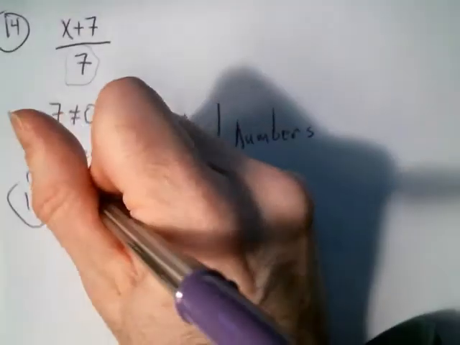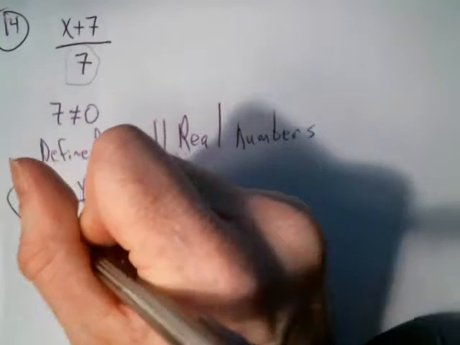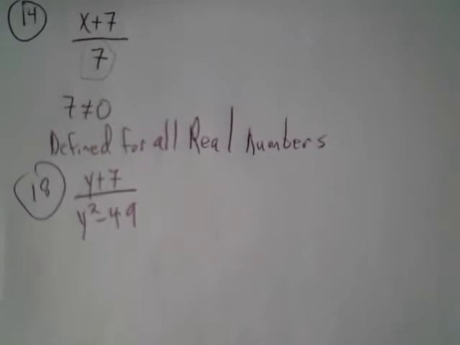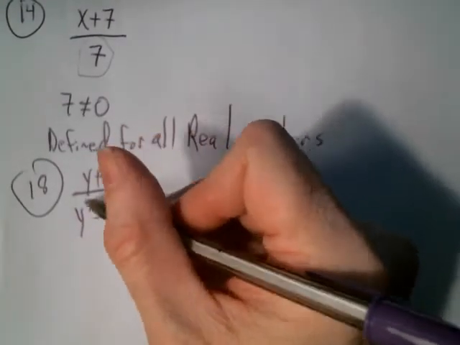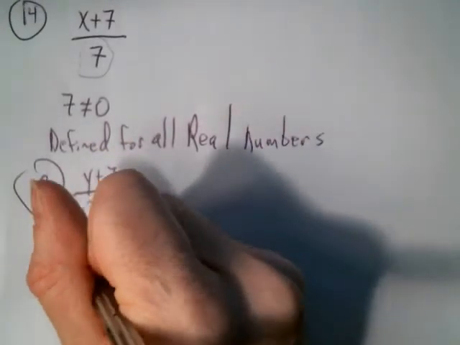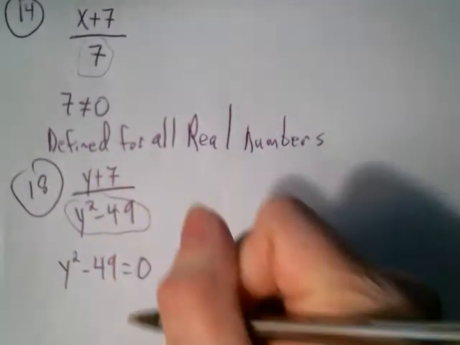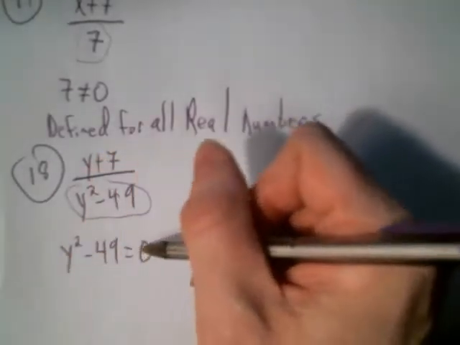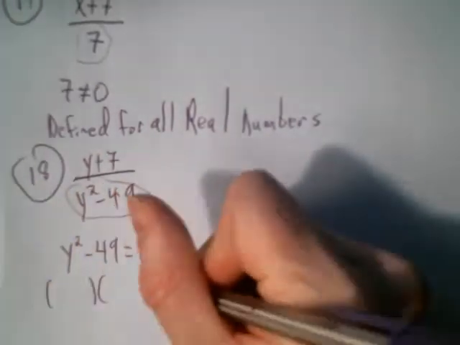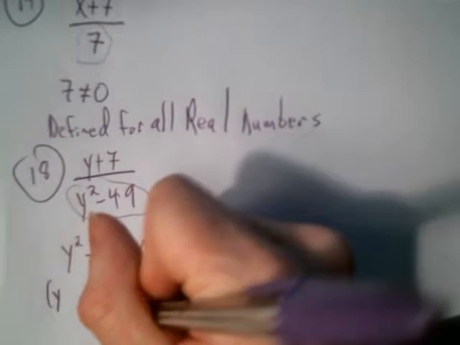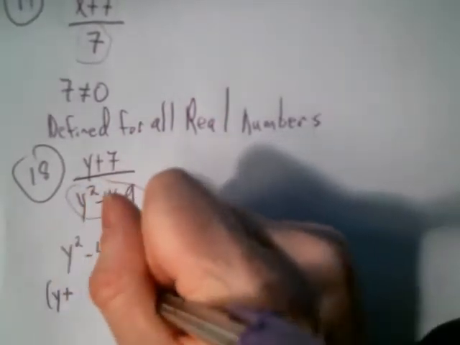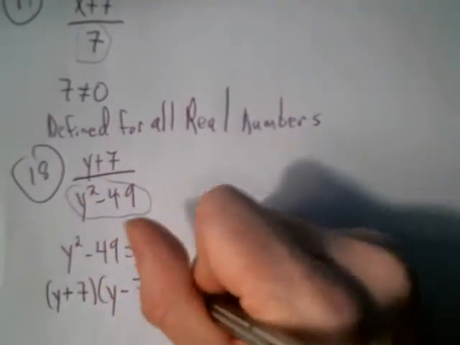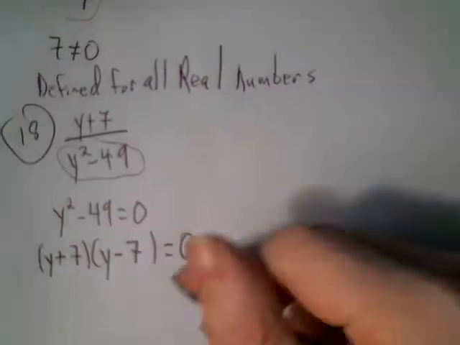So number 18, we have y plus 7 all over y squared minus 49. Okay, so this time we want to take that denominator and set it equal to 0. This guy is quadratic again. It's in our appropriate form, so we can factor it. It's a difference of squares. Has to be plus minus. And then what times what is 49? Well, 7. Okay. And then solve this equation.